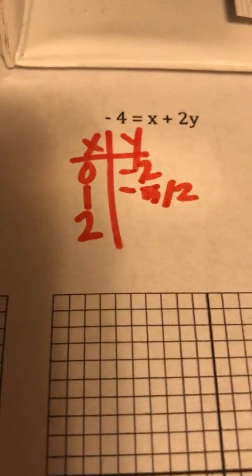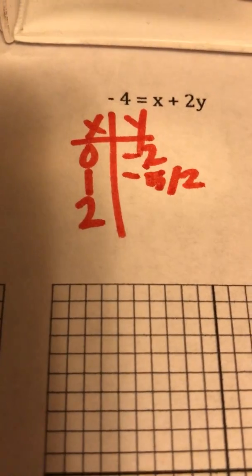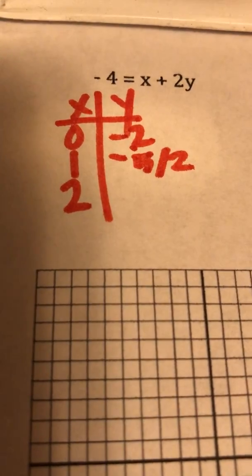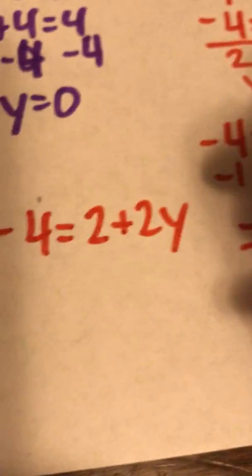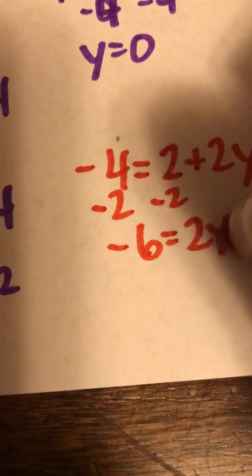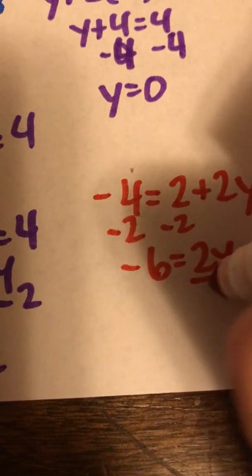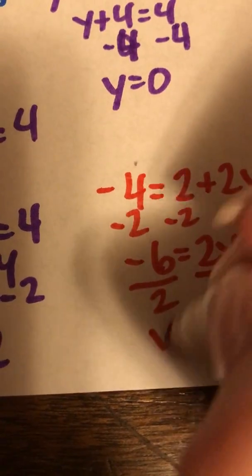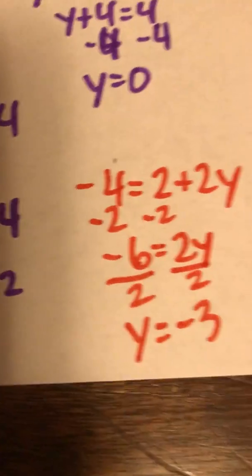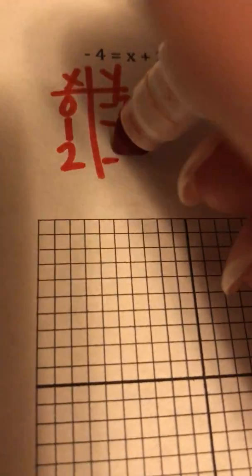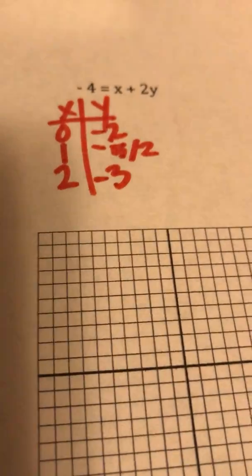All right, last one. x is going to be 2, so we're going to have negative 4 equals 2 plus 2y. Okay, so we're going to subtract 2. Now we have negative 6 equals 2y. Okay, divide by 2. y equals negative 3. Okay, so when x is 2, y is negative 3.